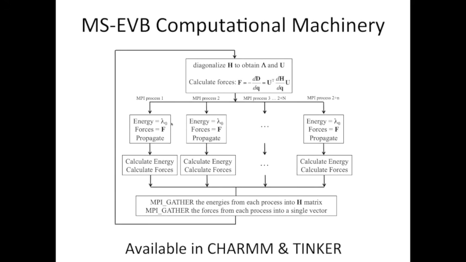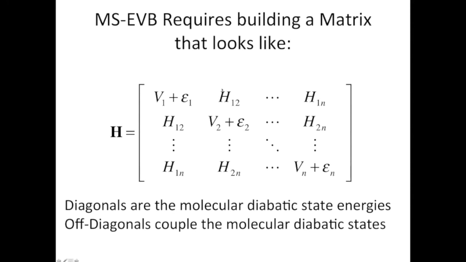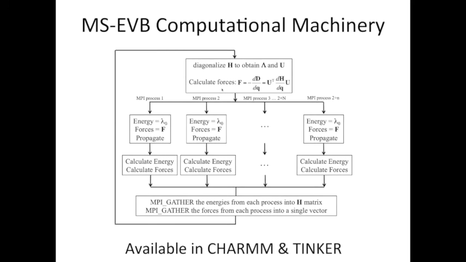The way that we've done this over the last few years, and I should say that this is implemented in both CHARMM and Tinker, and I'll show you the Tinker implementation in a couple of minutes, is as follows. If I'm doing something that's 64 by 64, my simulation becomes 64 times more expensive than my conventional one-state classical MD simulation would be. So the way that we've engineered this is to use MPI. MPI is a parallel message passing interface, so it's a way to write multi-threaded applications.